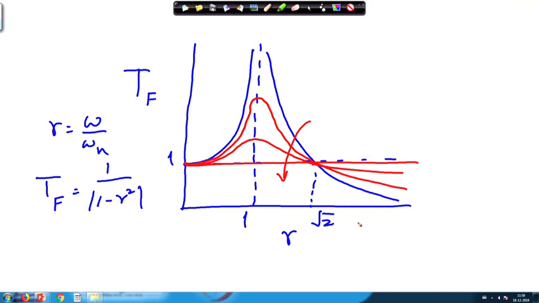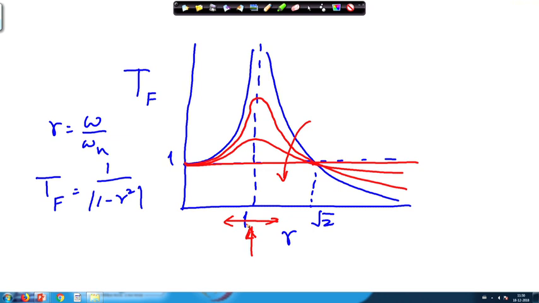So, to reduce the transmissibility, that is the force transmitted to the ground, we need to have low damping if the frequency is very large compared to the natural frequency, whereas we have to have very high damping if the frequency of excitation is very near to the resonance condition. So, this is an important thing.